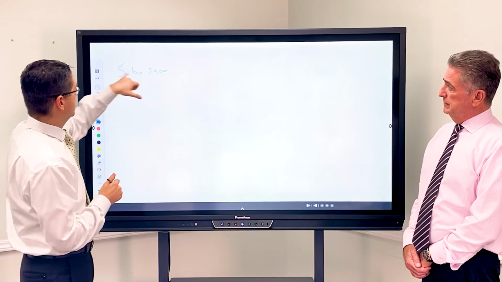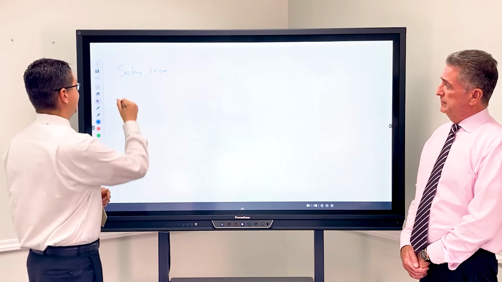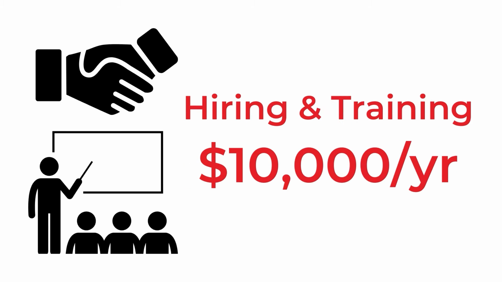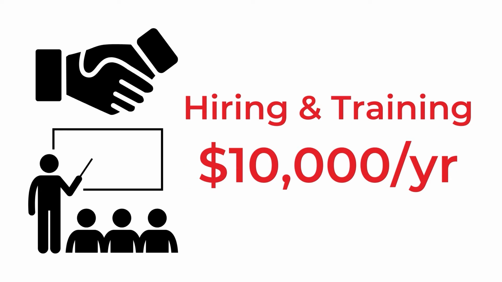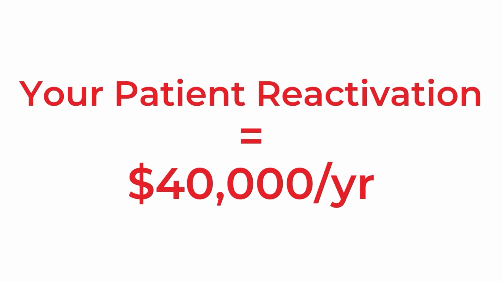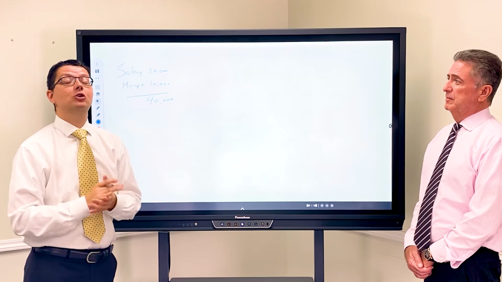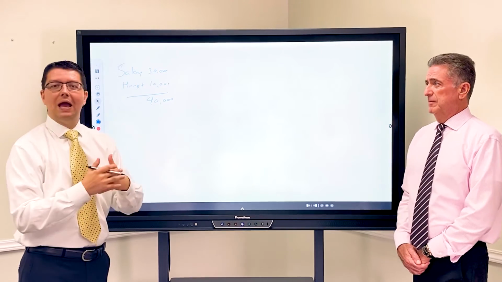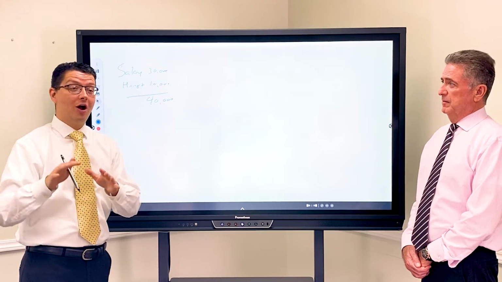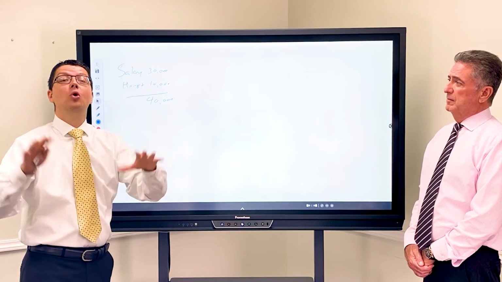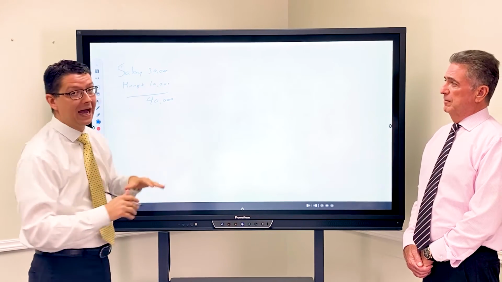Now, if this one person doesn't work out and you have to redo that, let's just say from a hiring and training perspective, you're going to spend roughly $10,000 a year to maybe keep this position actually functional. So you're investing about $40,000 into patient reactivation. But let's be honest, it takes a certain type of person who is going to come in and sit on the phones for 40 hours a week and do nothing but call people. Plus, in your office, this person that you are now paying probably right now is also doing multiple other things, and their production isn't as high as it actually should be.